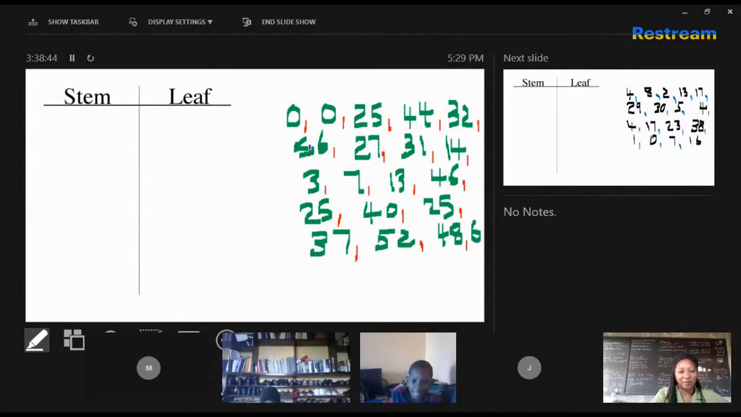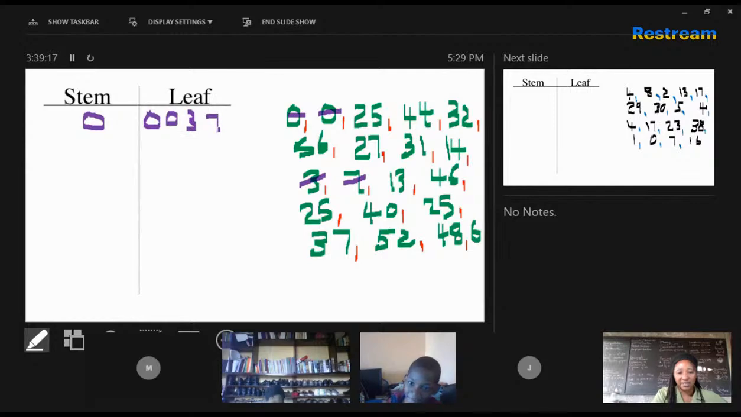What number was this I wrote? I think that's supposed to be a five. Okay, so here we have some numbers. The single digit ones would be what? 0, 0, 0, 3. So 0, 0, 3, 7.